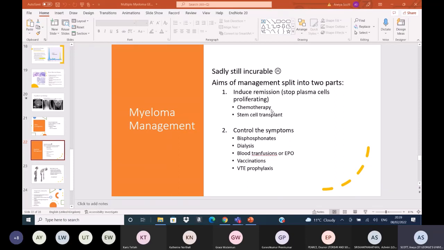But in terms of controlling the symptoms, bisphosphonates are going to help strengthen the bones, to try and prevent the pathological fractures. Dialysis, because they might be in renal failure. Blood transfusions or EPO to help with the anemia. Vaccinations, because they're not going to have many of their other white blood cells that would usually fight off infection. And VTE prophylaxis, because their blood's a bit more viscous and they're prone to clots. I hope that answers your question.